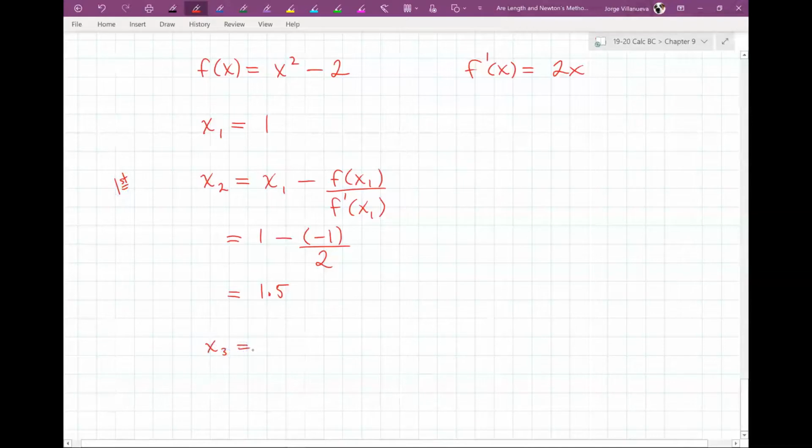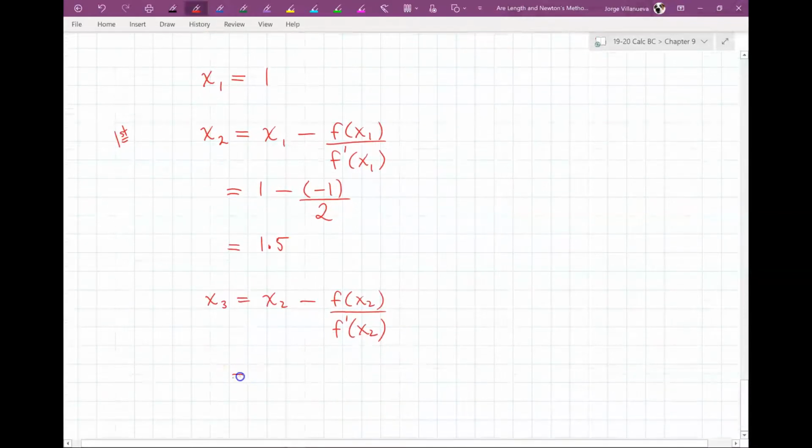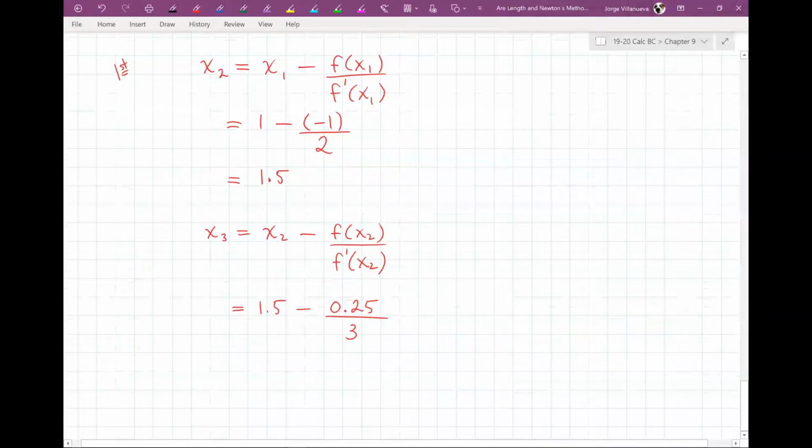x sub 3. Well, x sub 3 would be x sub 2 minus f of x sub 2 over f prime of x sub 2. We know what x sub 2 is, that's 1.5. f of x sub 2, in other words, f of 1.5, comes out to 0.25. So when you plug 1.5 into x squared minus 2, you get 0.25. And then f prime of 1.5 is going to be 3, because it's 1.5 times 2, right? So now when we subtract, 1.5 minus 0.25 over 3, you get 1.41667. I'm not going to truncate it right now, okay?